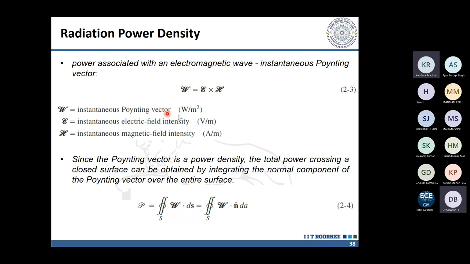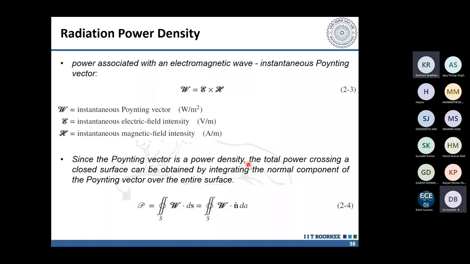So the instantaneous Poynting vector is given by power density, in watt per meter square, and the instantaneous electric field intensity is given in volt per meter, and the instantaneous magnetic field intensity is given in ampere per meter. Now, it's a power density, very important to note down. Very often we forget the units and get confused whether it's the actual power or the power density. It's power density.